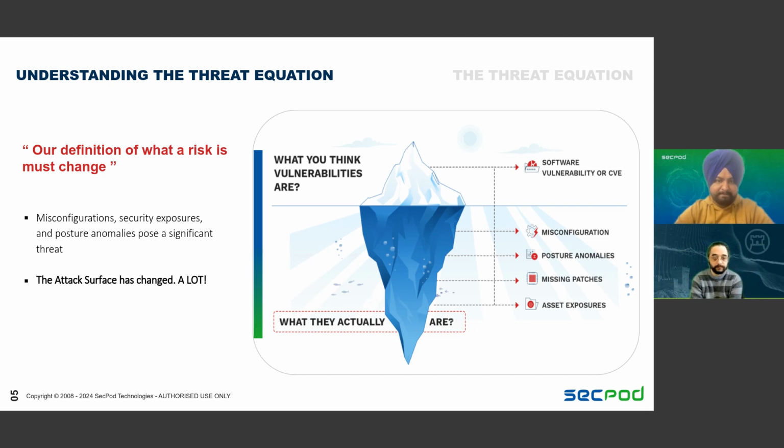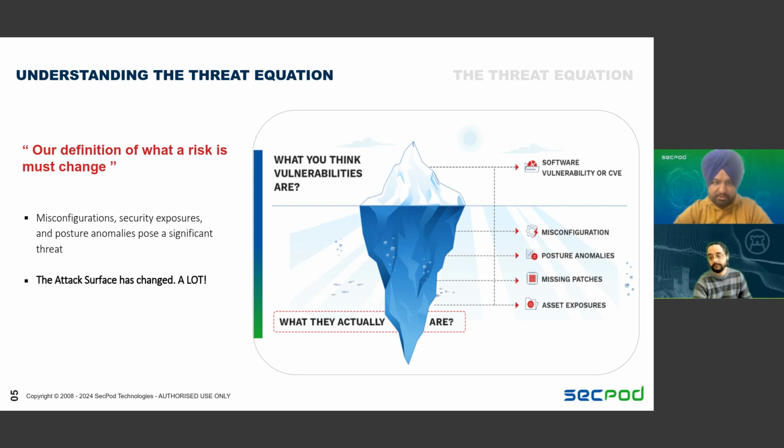There is one more thing that needs to be talked about. When we think of vulnerabilities, usually we think of them in terms of CVEs, but that's not enough anymore. There's a lot of unexposed risk: risks due to misconfigurations, posture anomalies, missing patches, asset exposures, and a lot of other things which are hidden.